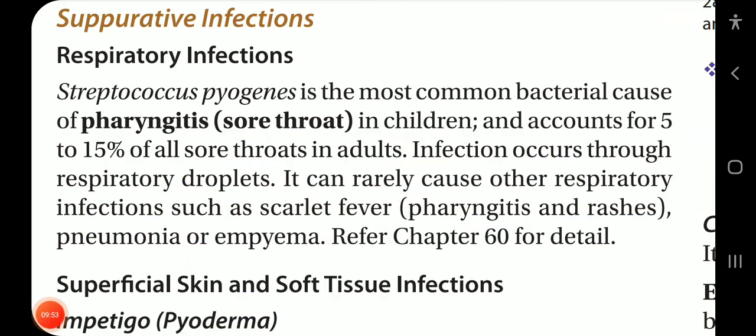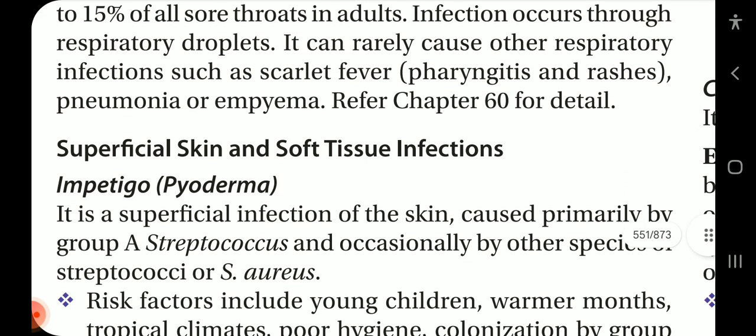Suppurative infection, respiratory infection. Streptococcus pyogenes is the most common bacterial cause of pharyngitis, sore throat, in children, and accounts for 5 to 15% of all sore throats in adults. Infection occurs through respiratory droplets. It can rarely cause other respiratory infections such as scarlet fever, pharyngitis and rashes, pneumonia or empyema.